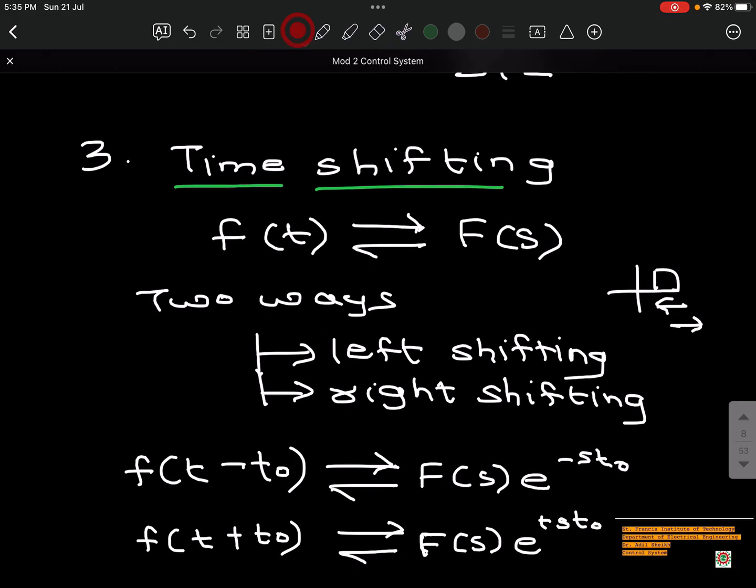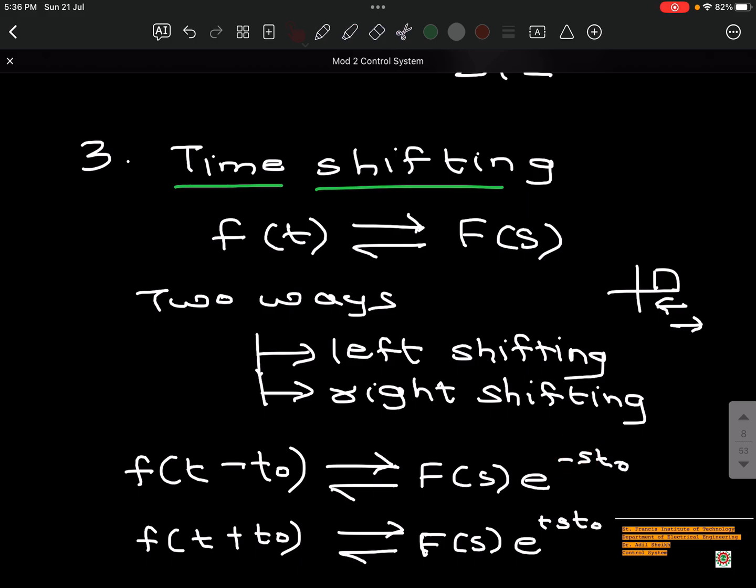So first we will take the case of the right shifting property, which is represented by f of t minus t0. That means your time will be shifted by minus t0. So how will it be converted into the frequency domain? It will look like this: F of s multiplied by e raised to minus s t0, where t0 is the amount of time shifted. Since here it is minus, here also you will find minus.